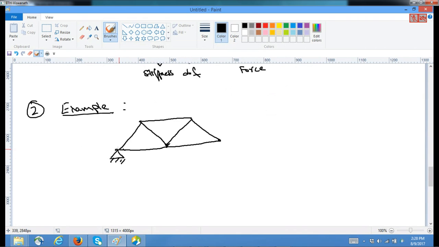This is like a simply supported truss. This is on a roller support. This is a pin support. This is a roller support.